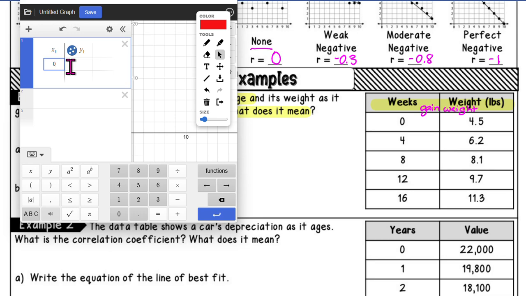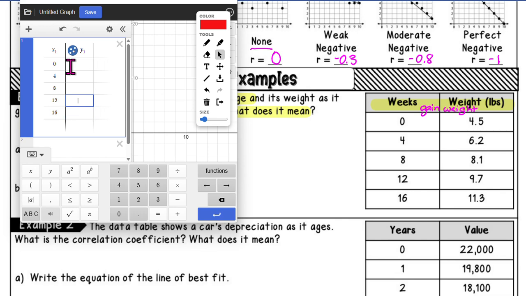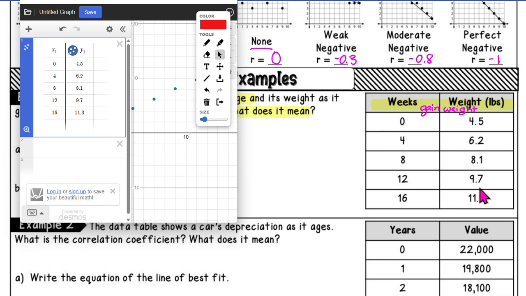We've got 0, 4, 8, 12, and 16. So those numbers were the weeks of our puppy. It was at birth, and 4 weeks, 8 weeks, 12 weeks, and 16 weeks. So we went from 4.5 pounds to 6.2, 8.1, 9.7, and 11.3 with your puppy's weight. Okay, yay, we put this in there.